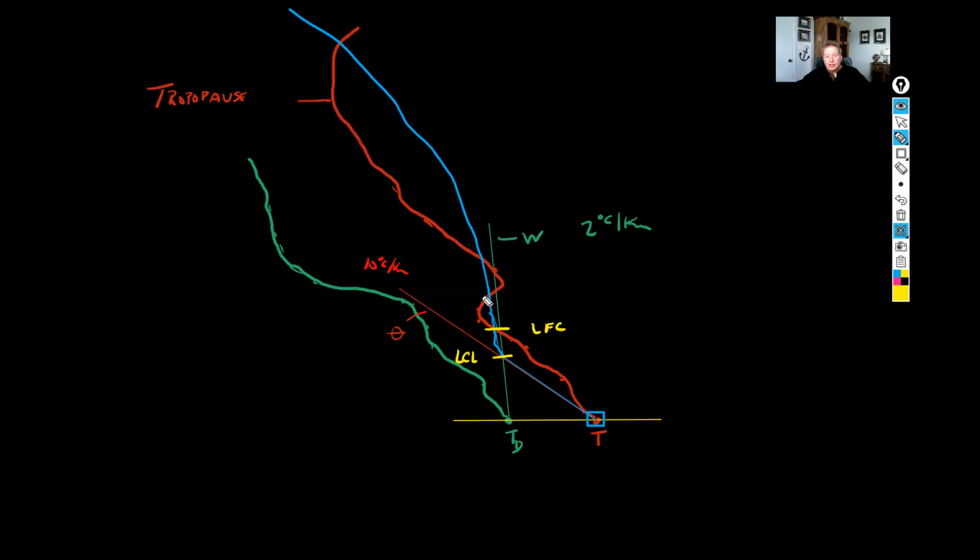There's an inversion here. And so what we get is an EL. There's another one, that's an LFC. And then over here, it's colder than the environment, and therefore that's another equilibrium level. Obviously, this is above the tropopause, so we know that's up in the stratosphere.